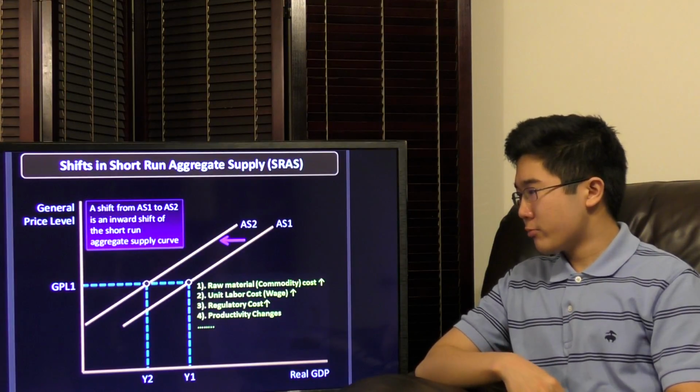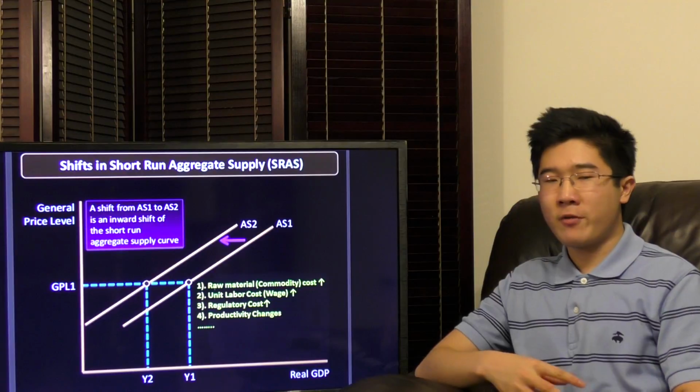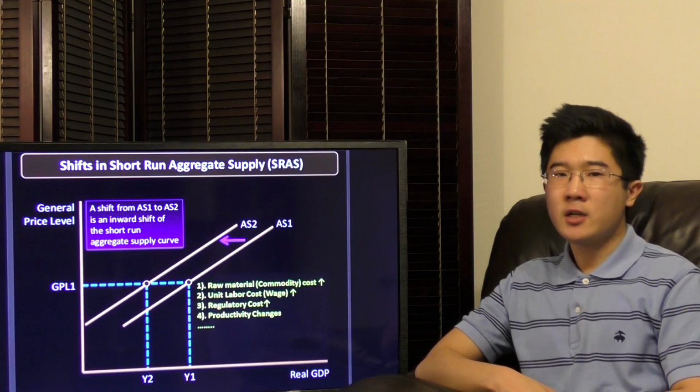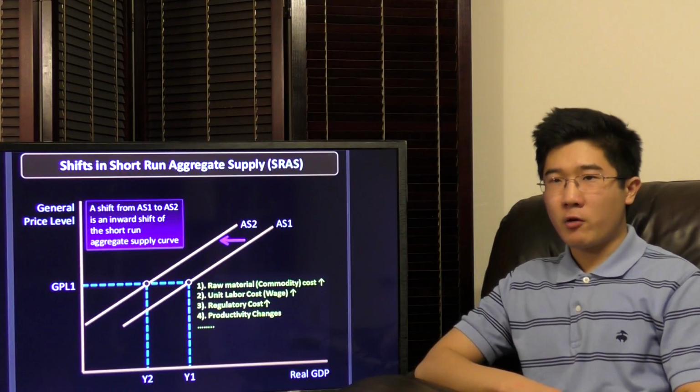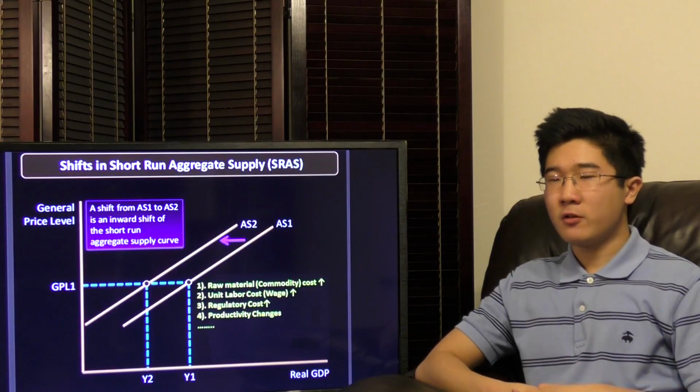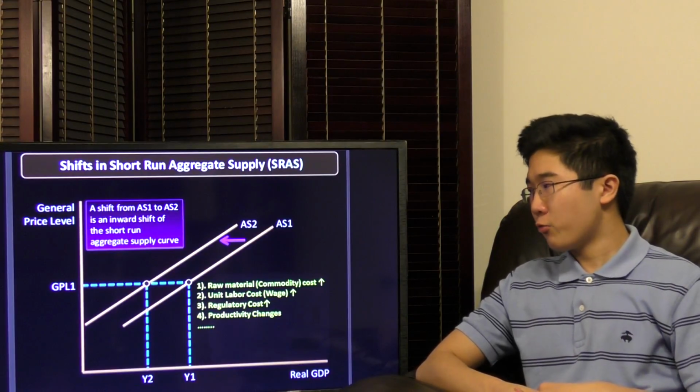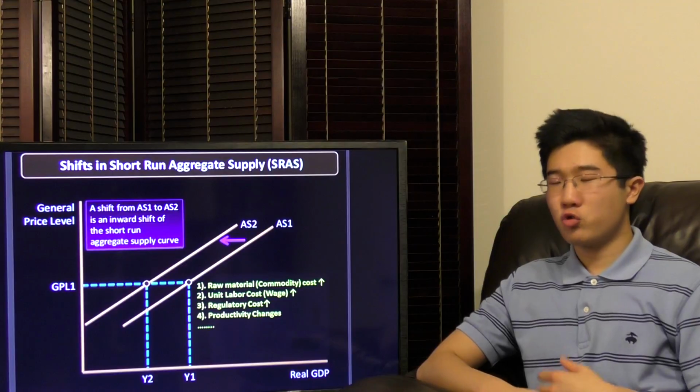A third reason would be regulatory costs increasing. The most prominent example would be EPA restrictions or environmental restrictions and regulations that would, for instance, be a pollution tax that would, of course, increase production costs for a producer that would once again shift their supply curve to the left in the short run.